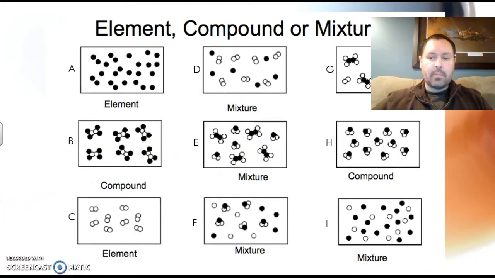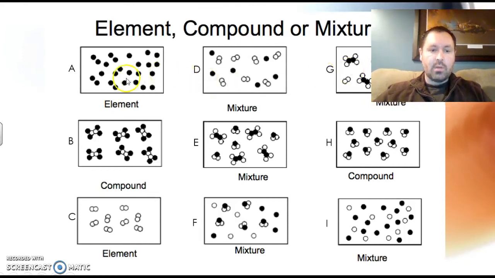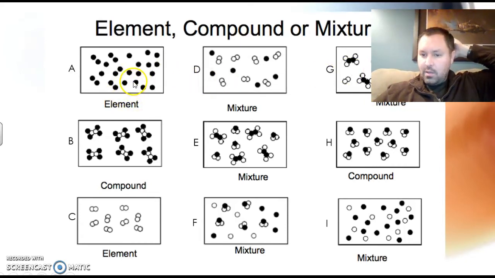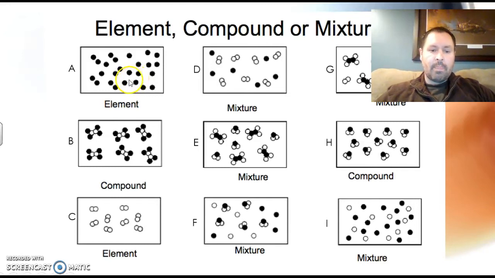Okay, I want you to take a moment and look at all these things. I probably shouldn't have given you the answers immediately. I probably should have covered up the answers. But look at what we've got here. And you might even want to pause the video and inspect each one of these things. Here we have an element. How many different kinds of atoms are there? One. Here, how many different kinds of atoms are there? Two. That's what makes it a mixture.